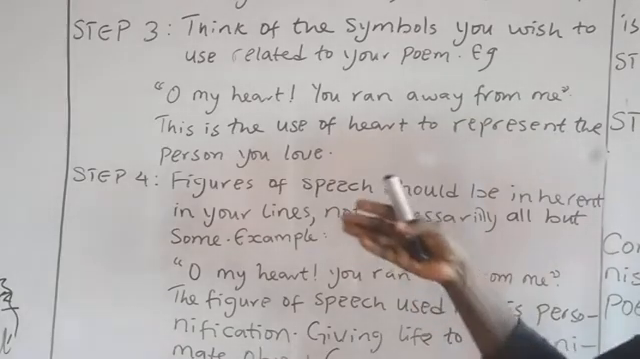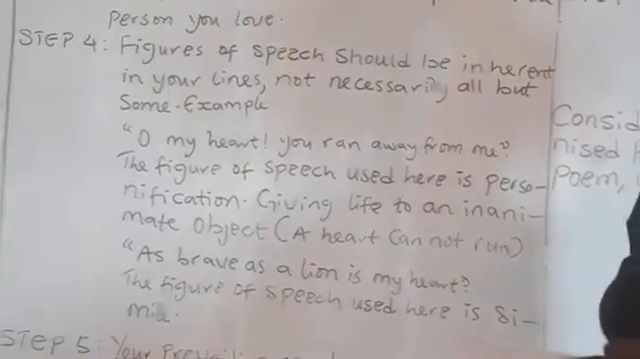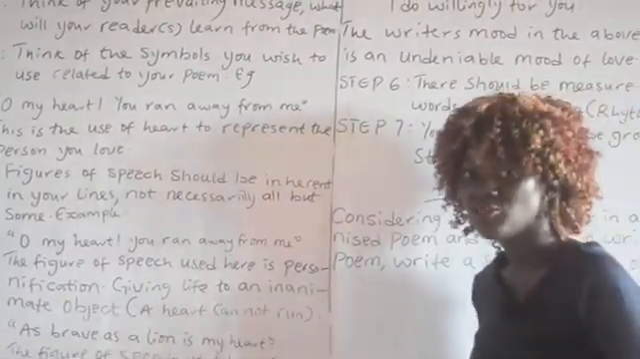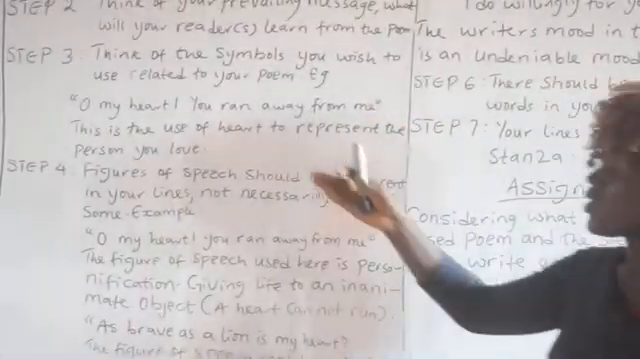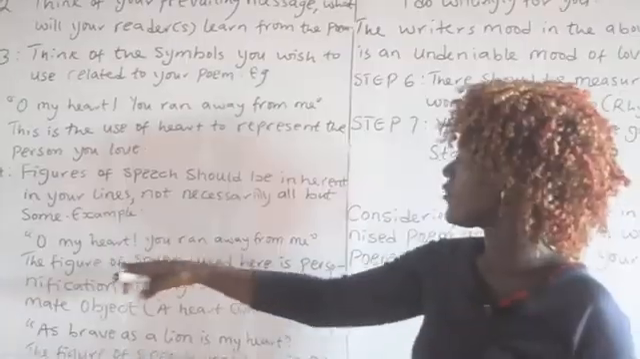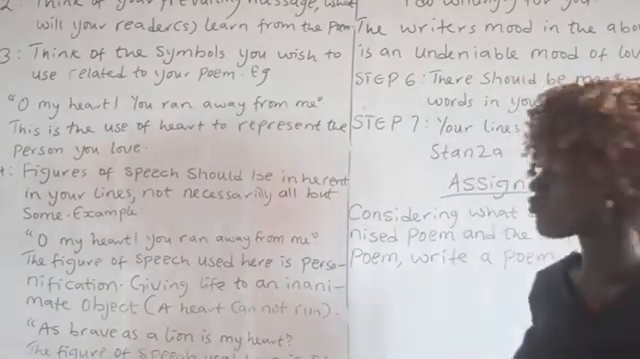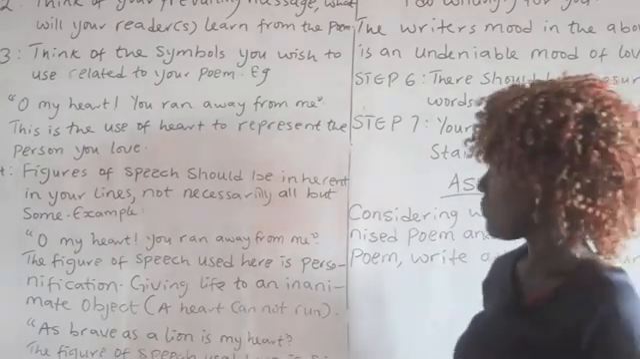And again, step 4, the figures of speech that you wish to use. You must not use all the figures of speech, but your poem should have figures of speech. Figures of speech should be inherent in your lines, not necessarily all, but some. For example, "Oh my heart, you ran away from me." The figure of speech used here is personification, because a heart cannot run. You are giving the heart a human attribute, that is personification.